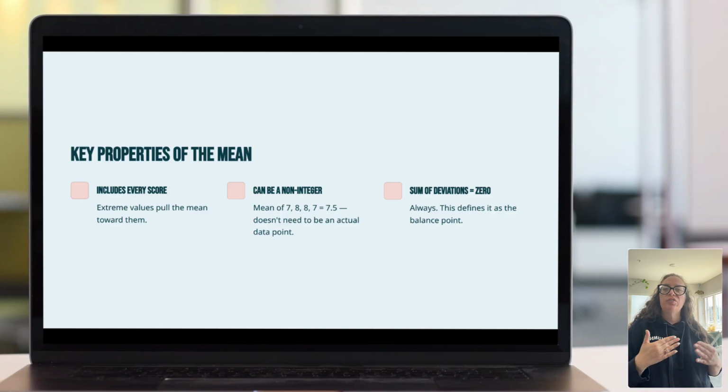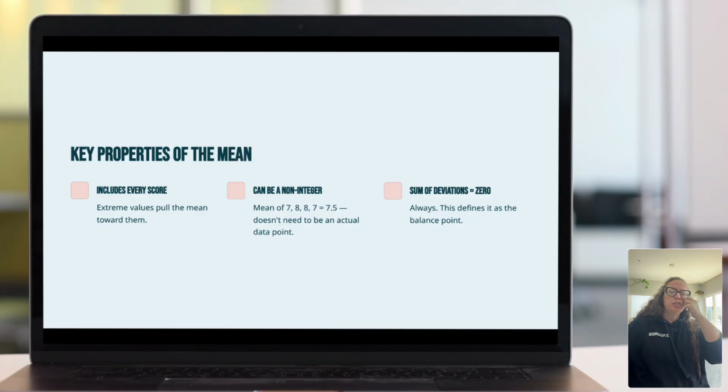So the sum of deviations from the mean equals 0 every single time. Positive deviations exactly cancel out negative deviations, and this is what makes it a balance point. The mean is sensitive to every value in the distribution, so change any value and the mean changes. And this is both a strength, in that it uses all information, as well as a weakness. Outliers have disproportionate influence.